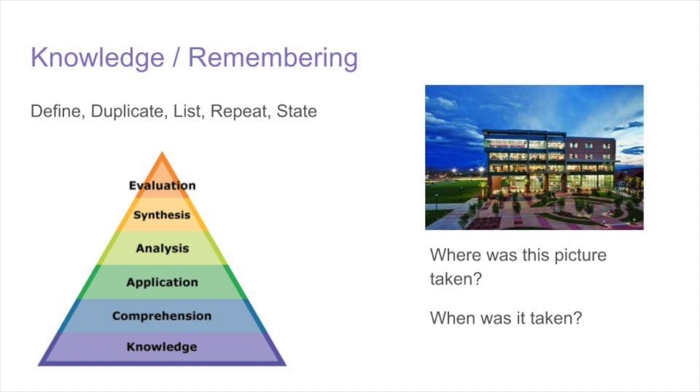The first tier to Bloom's taxonomy is called knowledge, later revised to be called remembering. It involves the recall of specifics and universals, the recall of methods and processes, or the recall of a pattern, structure, or setting. Example questions would be, where was this picture taken, or when was it taken?